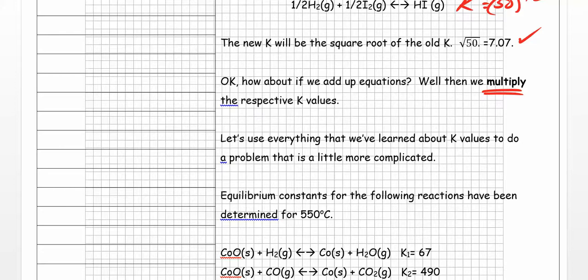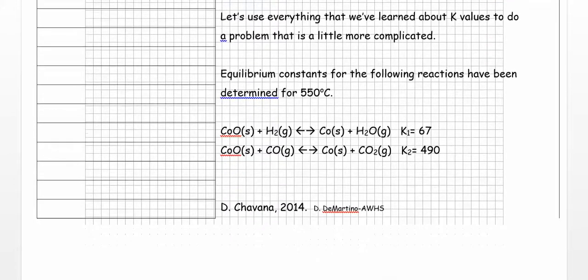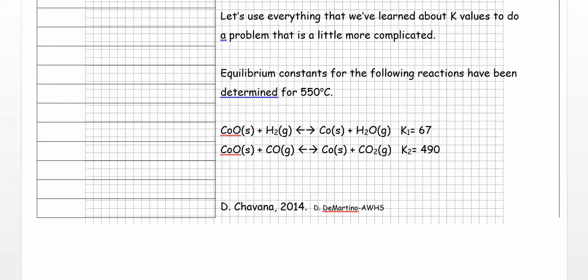Now, let's use everything we've learned about K's to solve this problem that's a little bit more complicated. So here we go. We've got some equilibrium constants for these reactions right here. This is, by the way, determined at 550 degrees, right? So remember, K values are only a certain value for a certain temperature. If you change the temperature, you change the K. So we've got this first reaction here, as shown, and its K value is 67. We've got a second reaction that has this K value of 490, right?